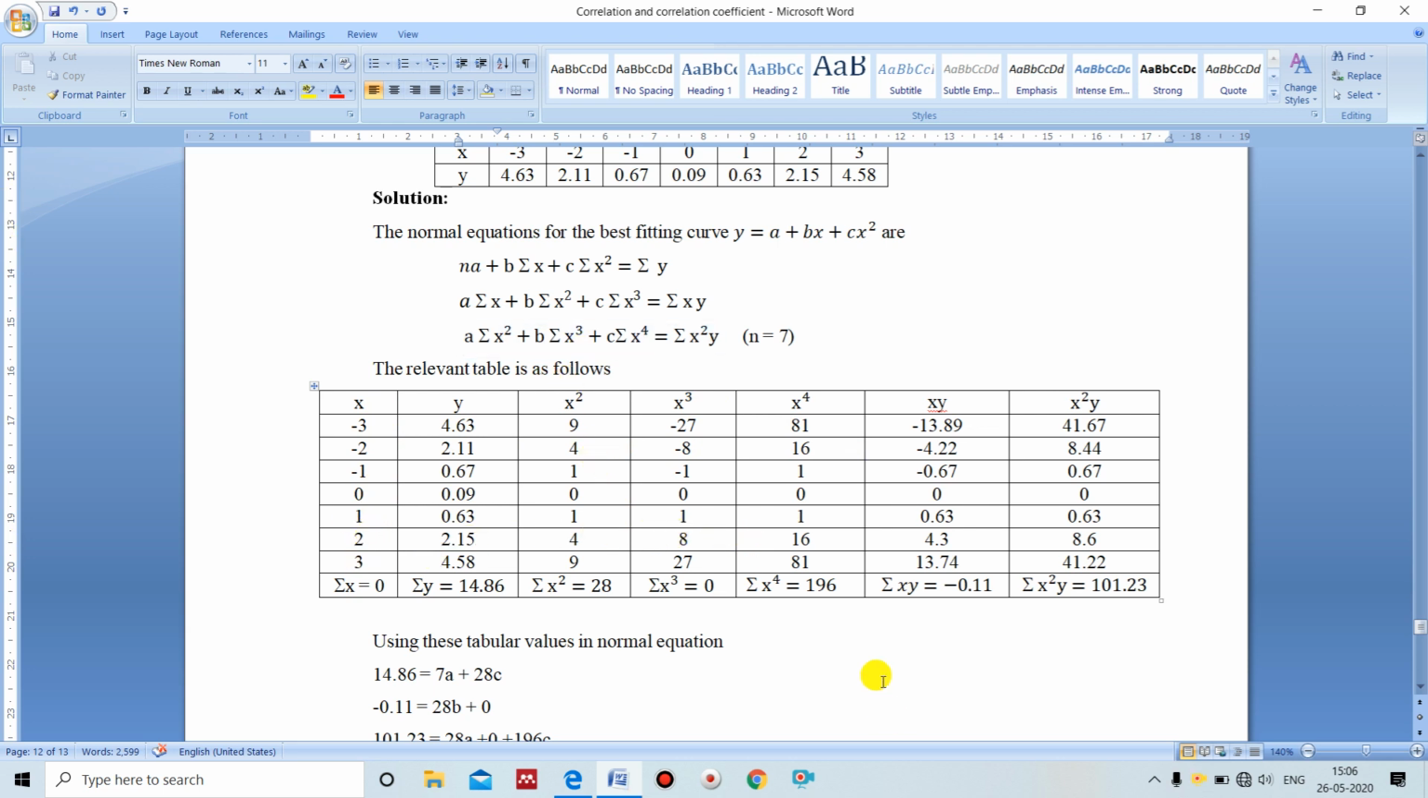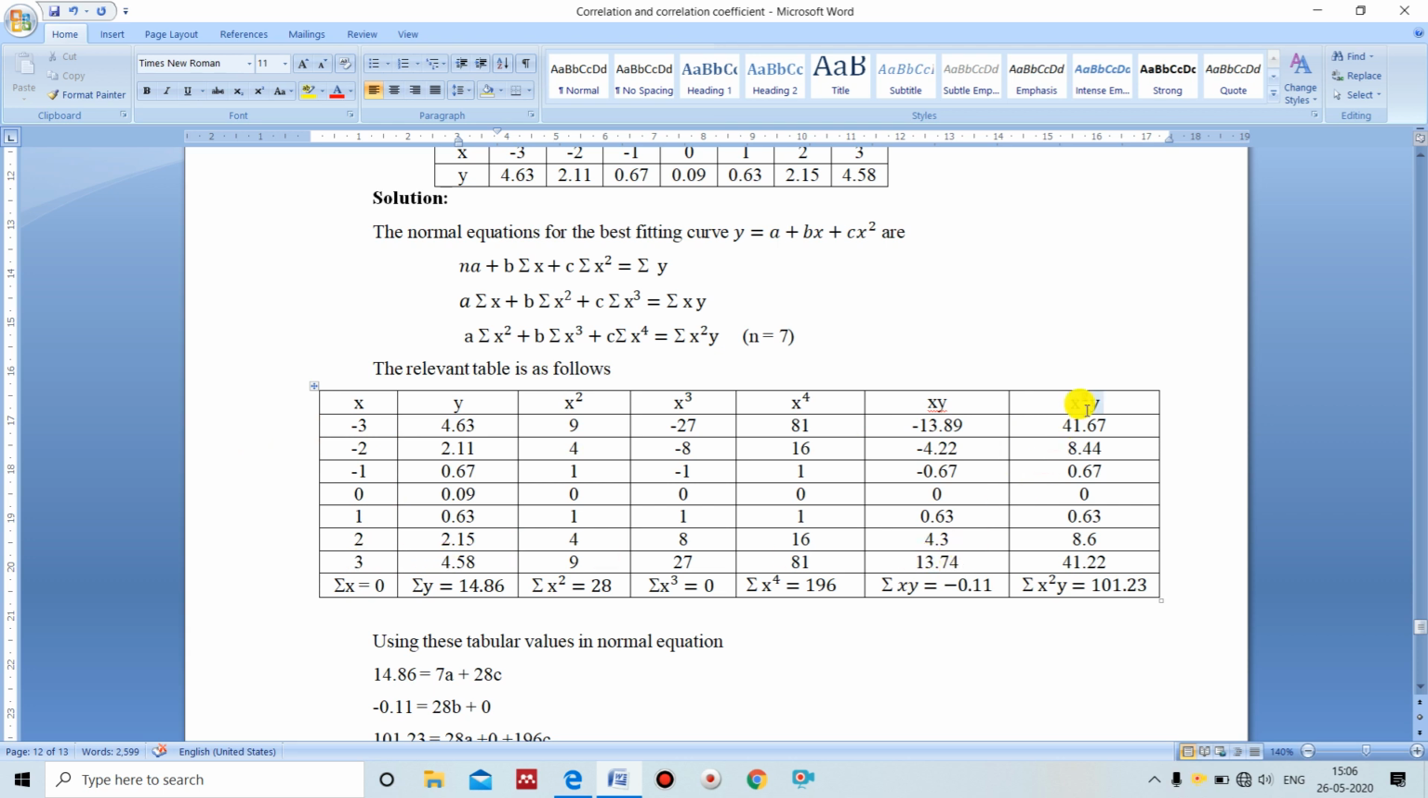Then xy is the next column. So multiply these two: minus 3 into 4.63, we get minus 13.89. So minus 2 into 2.11, we get minus 4.22, like that. 3 into 4.8, we get 13.74.